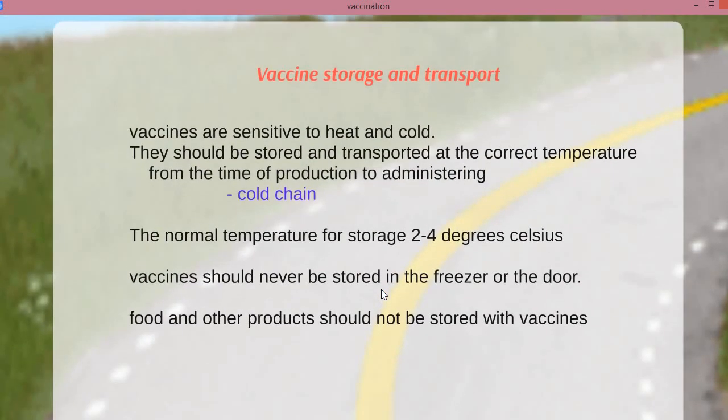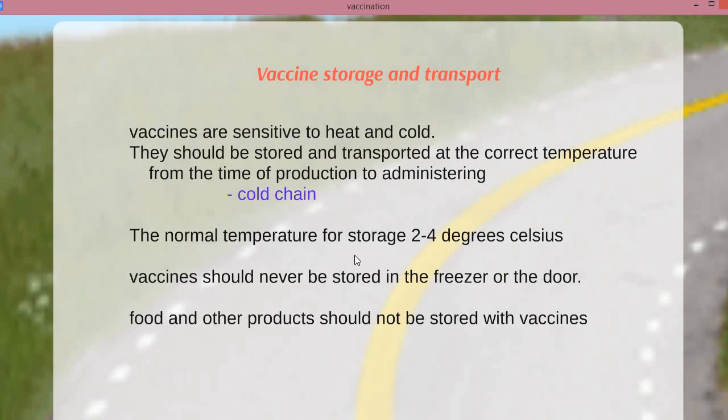So, vaccine storage and transport. Vaccines are sensitive to heat and cold. They should be stored and transported at the correct temperature from the time of production to administering. So from the time of production to the vaccination process, we need to maintain the correct temperature, and maintaining this correct temperature is called the maintenance of the cold chain.